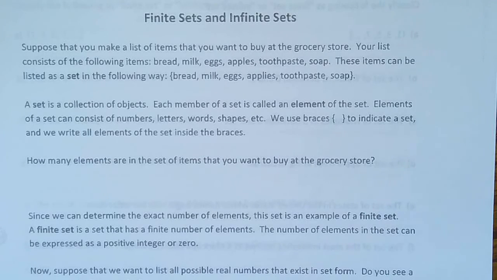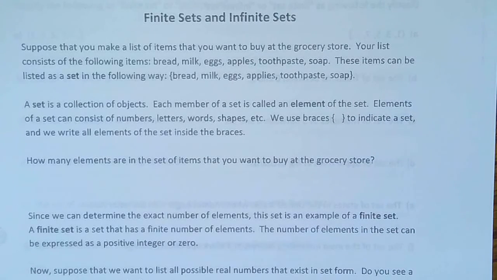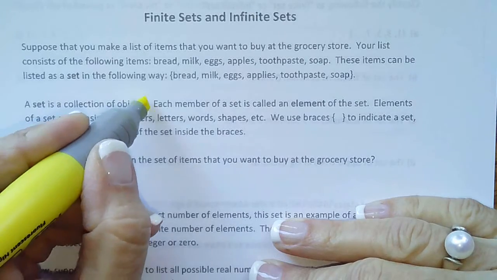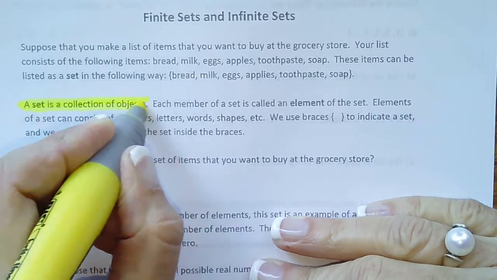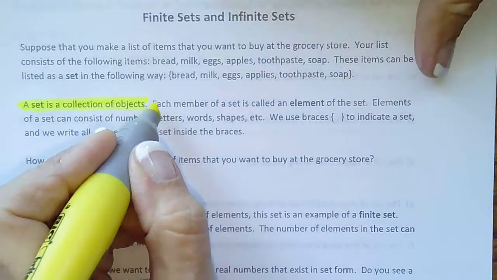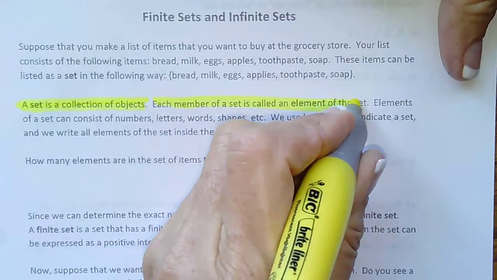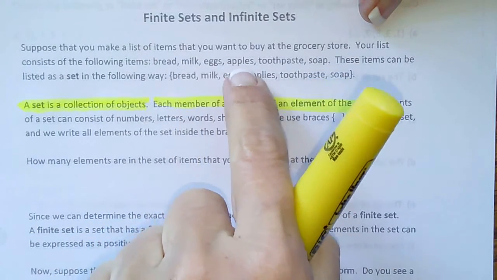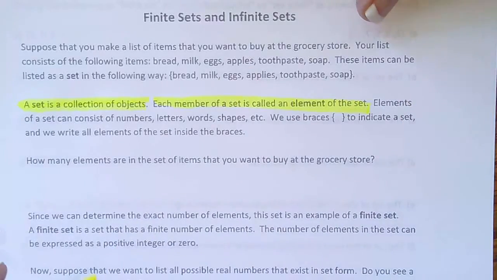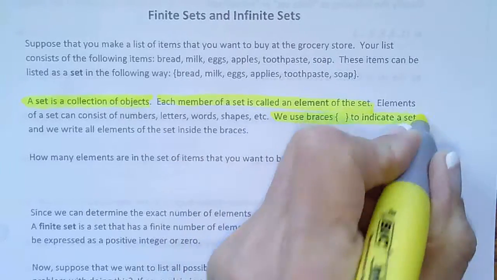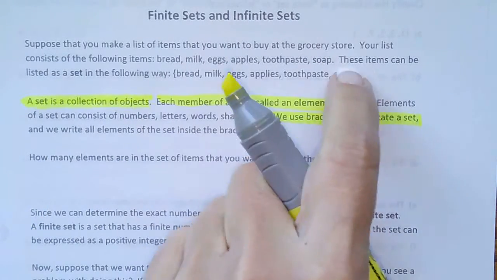So you make a list of items you want to buy at the grocery store. A set is a collection of objects. So that collection could be called a set. Each member of the set is an element of the set. So milk is an element, eggs are an element, apples are an element. And we use braces to indicate a set. So you always know it's a set whenever you see the set symbols.